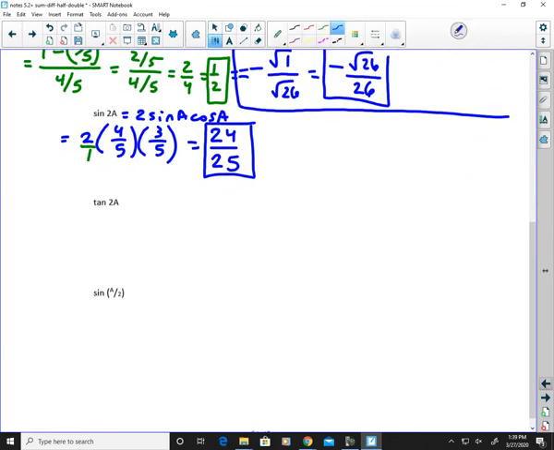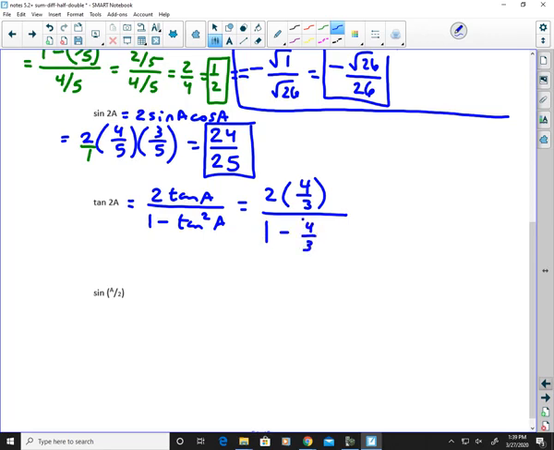Tangent 2A from the formula sheet: 2 tangent A over 1 minus tangent squared A. I'll continue writing this direction. 2 times 4/3. Remember that the 2 is up with the 4. Minus 4/3 quantity squared. The 2 is up with the 4, making it 8, a product of 8 over 3. The 4/3 squared is 16/9. 1 minus 16/9 is negative 7/9.